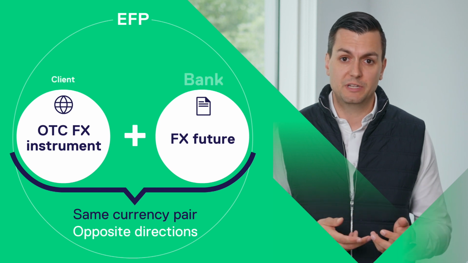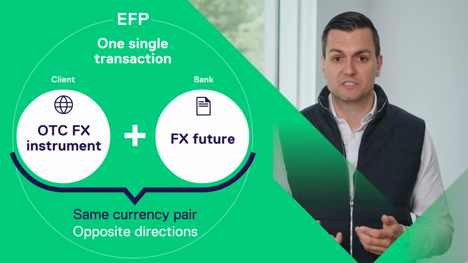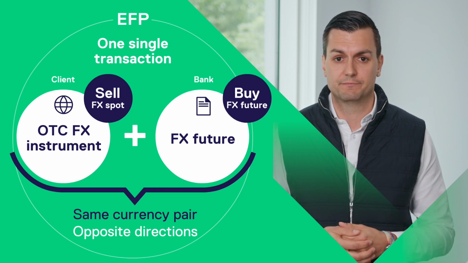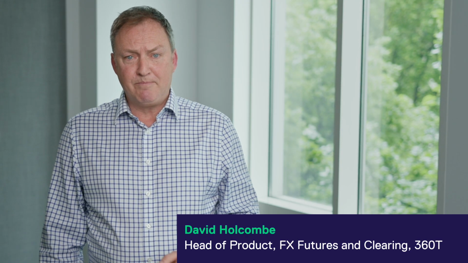They are traded bilaterally between clients and their banks in one single transaction, for example, sell FX spot and buy the FX future. And while the OTC leg of the EFP remains bilateral, the futures leg is registered with and centrally cleared by Eurex. This means EFPs are bilateral transactions between a client and their bank.